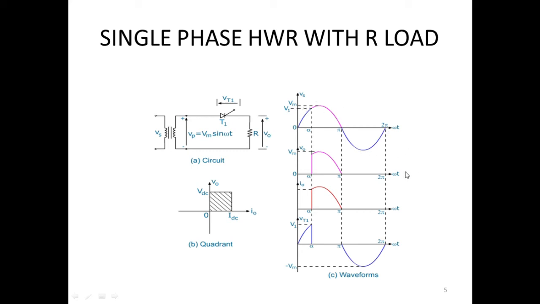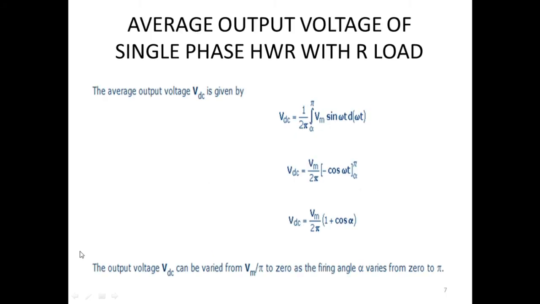Therefore, we can find the average output voltage, which is DC. The total time period is 2 pi, and conduction takes place from alpha to pi. We integrate to find the average output voltage, mentioned as VDC, which is equal to 1 by 2 pi over the entire period of 2 pi.